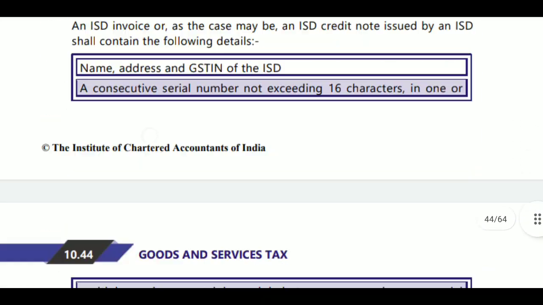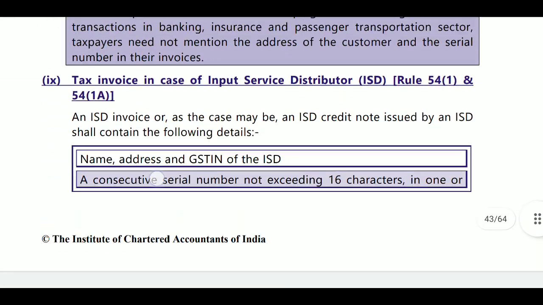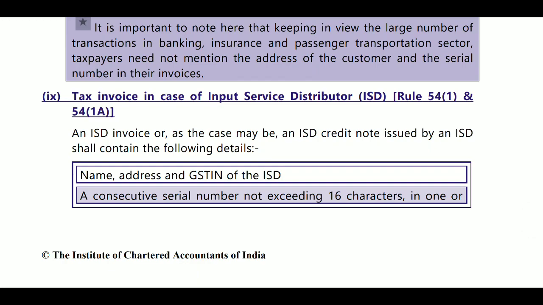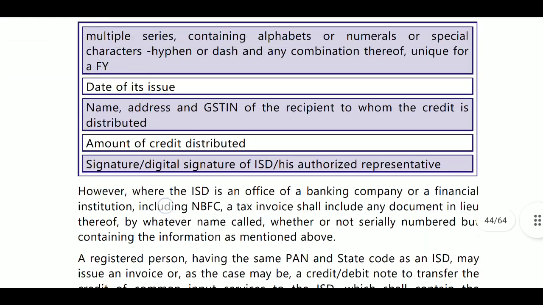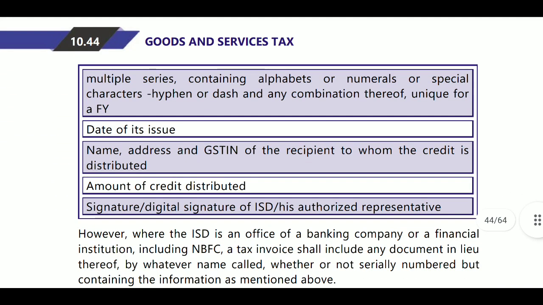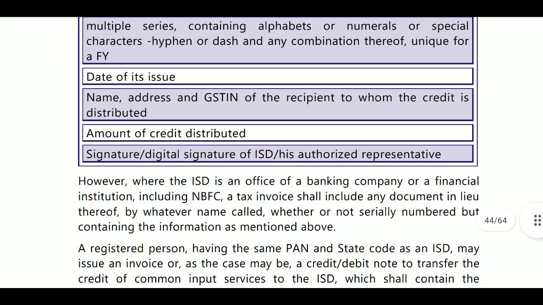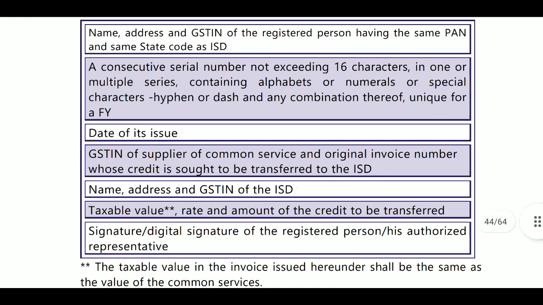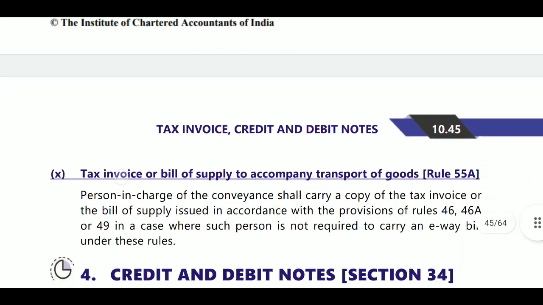Next, we will discuss the tax invoice in case of ISD. It will have the same information only, and we must provide the information related to the GST address and the consecutive serial number, multiple series, the date of issue and the amount of credit distributed. All that information will be provided for the ISD invoice.